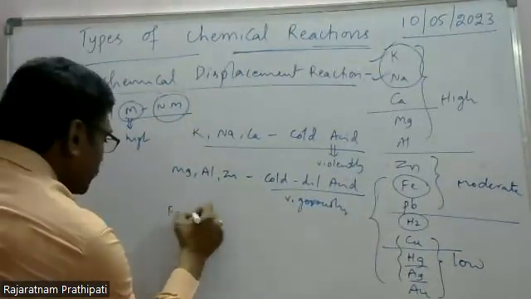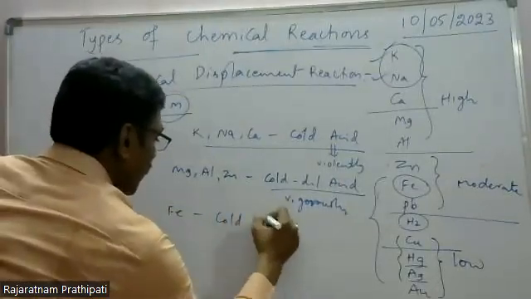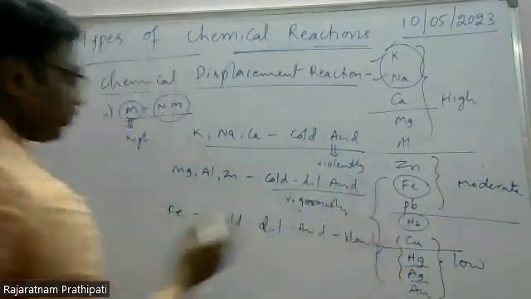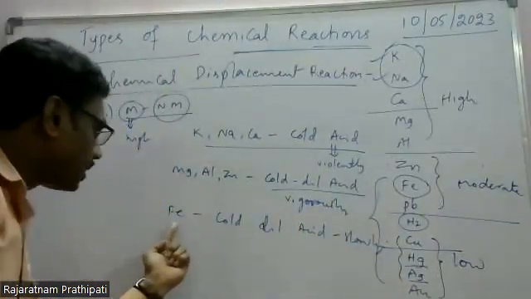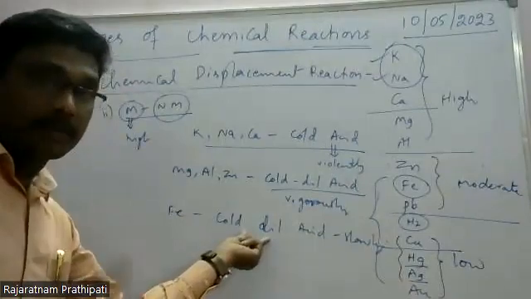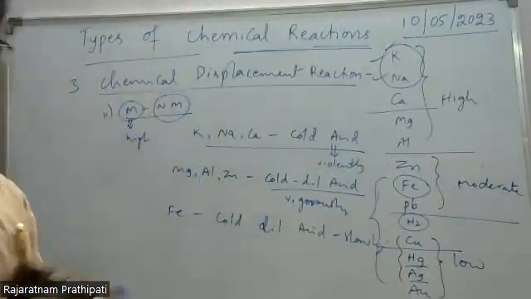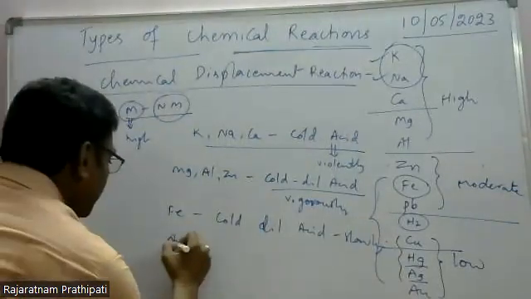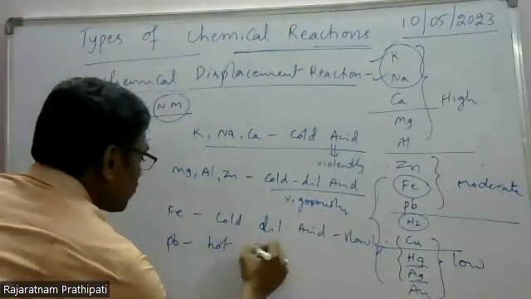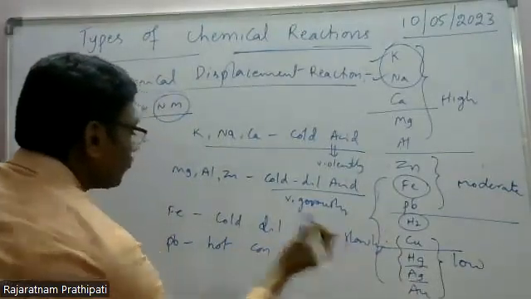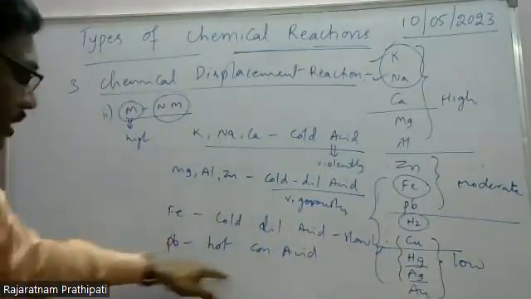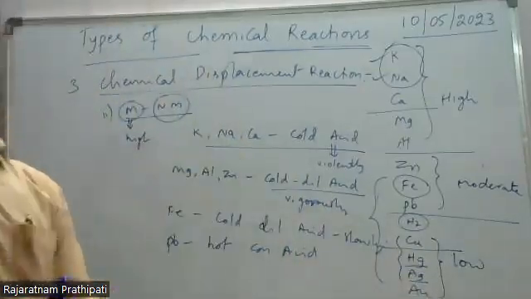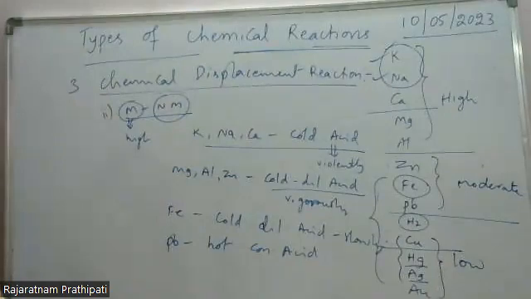Here iron can displace hydrogen from cold dilute acid, but only slowly. Iron can displace hydrogen from cold dilute acid, but not from steam or water. Lead can displace hydrogen from hot concentrated acid. From copper onwards, there is no displacement reaction. Is it clear?